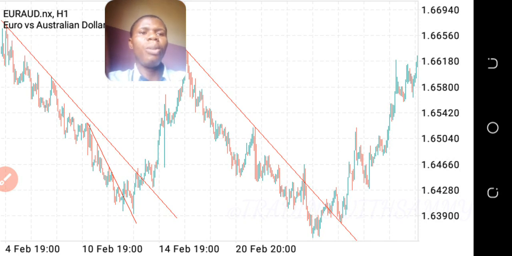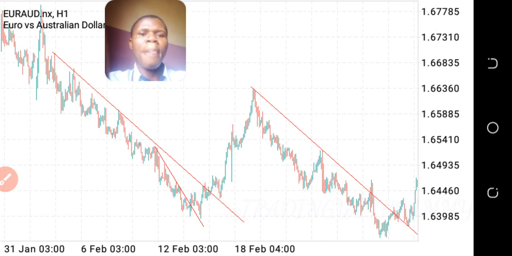Now this one is a little bit different. Let me show you what I mean. If you check very well, you see that this candle started here.